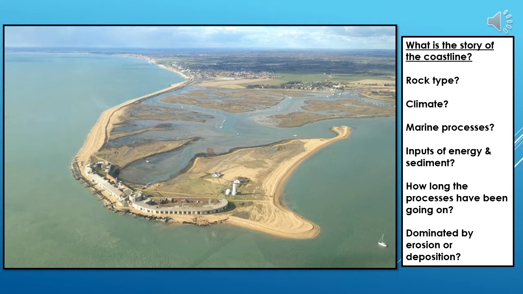So you can see this image, you can see quite far along the coast, and basically the main image is a spit. So rock type, you can see in this area there's no big cliffs, there's no big headlands, so the rock type is going to be quite soft.